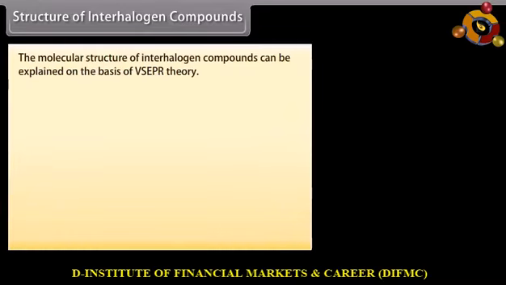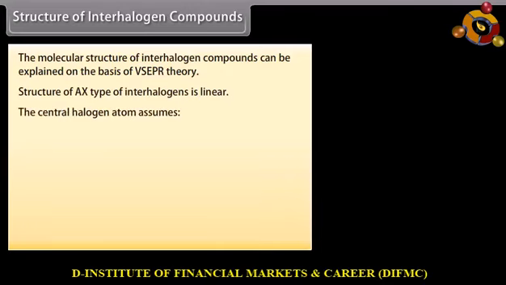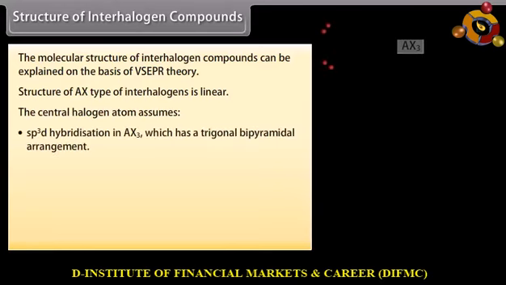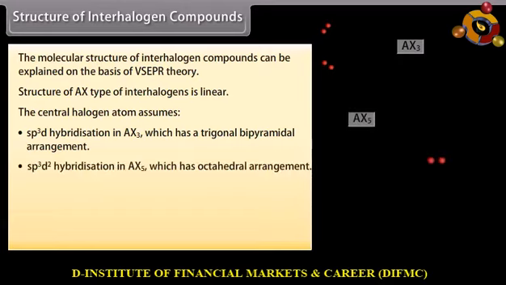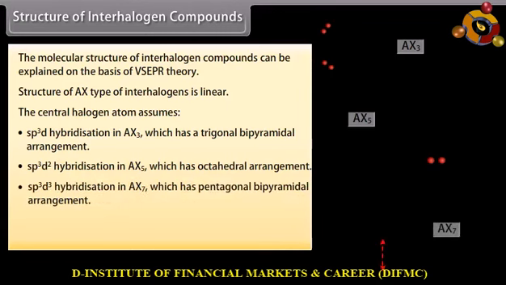Structure of interhalogen compounds. The molecular structure of interhalogen compounds can be explained on the basis of VSEPR theory. The structure of AX type of interhalogens is linear. The central halogen atom assumes sp3d hybridization in AX3, which has a trigonal bipyramidal arrangement, sp3d2 hybridization in AX5, which has octahedral arrangement, and sp3d3 hybridization in AX7, which has pentagonal bipyramidal arrangement.